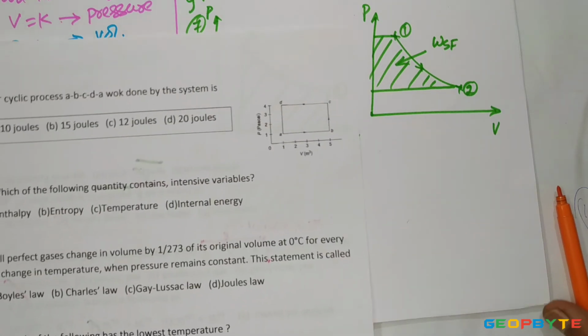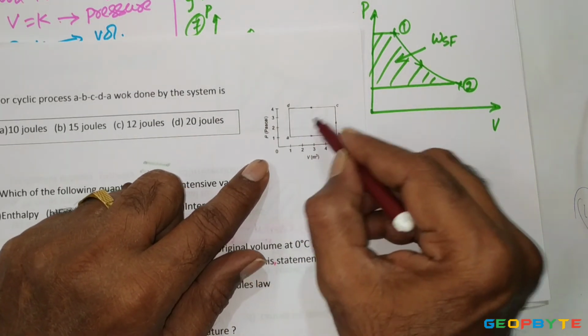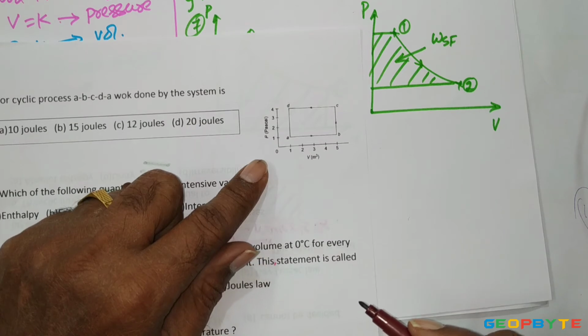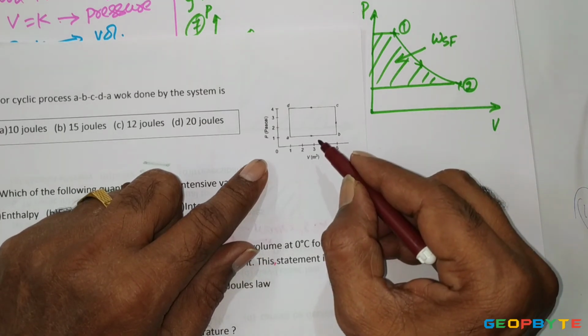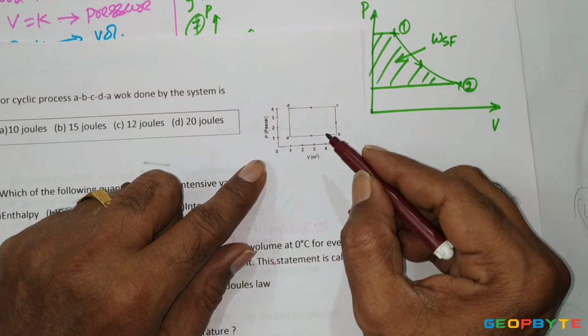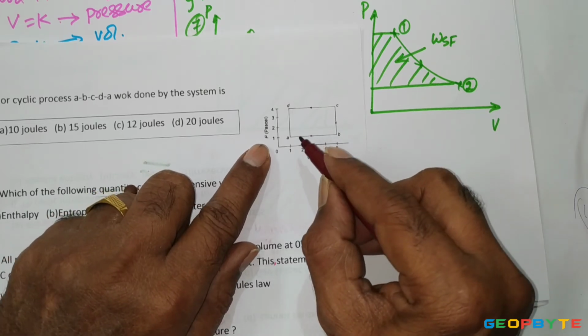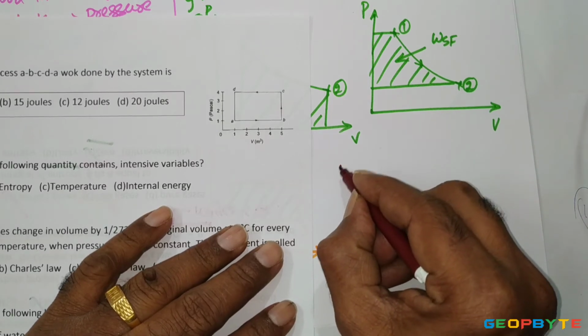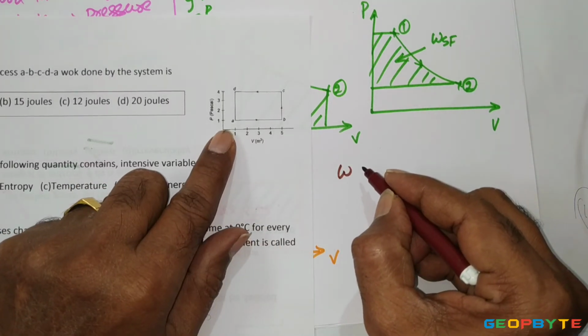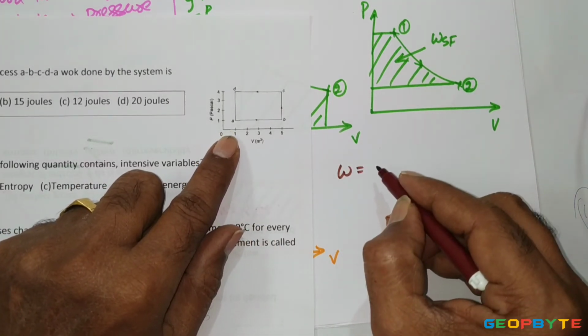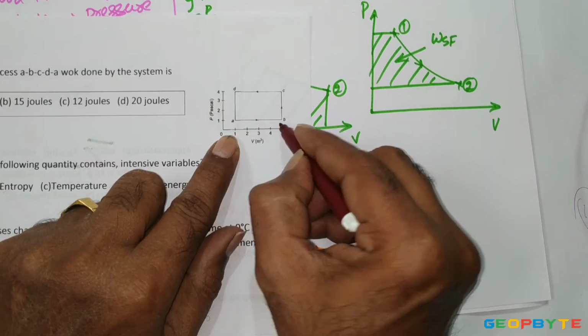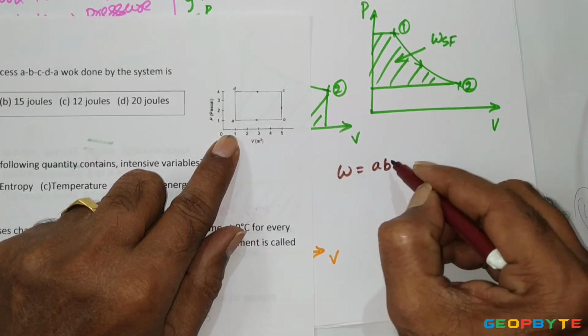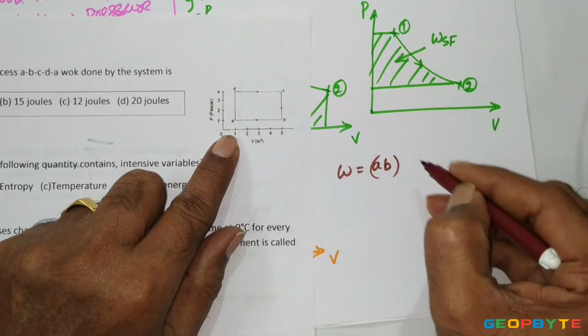Now come to our diagram. It is looking like a rectangle. Area of the rectangle equal to breadth multiplied by depth only. That area is ideally equal to work interaction for the cycle. Therefore, work interaction for our cycle equal to breadth multiplied by depth. Breadth is AB, multiplied by depth AD.